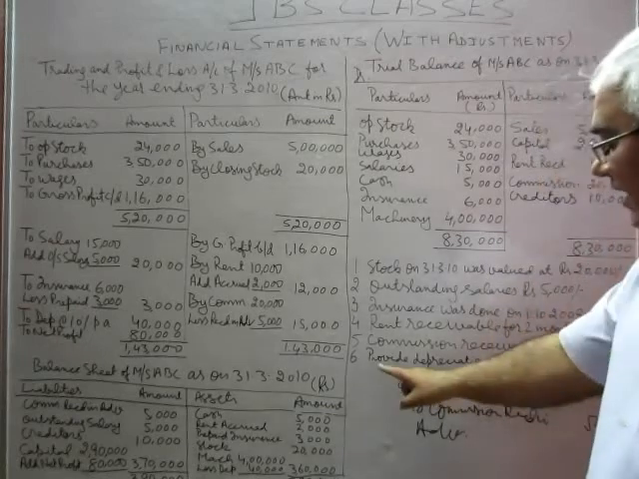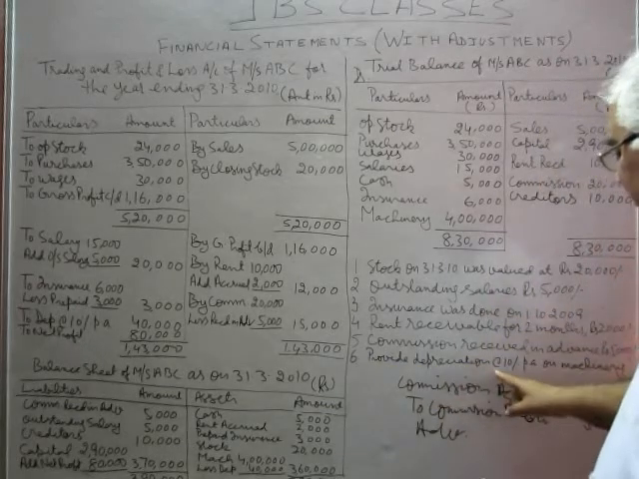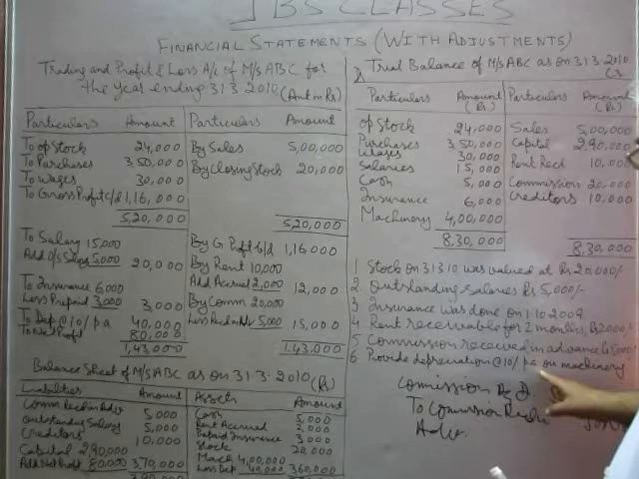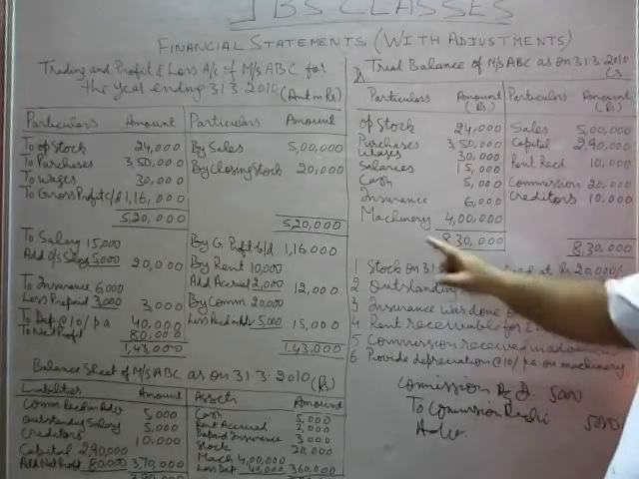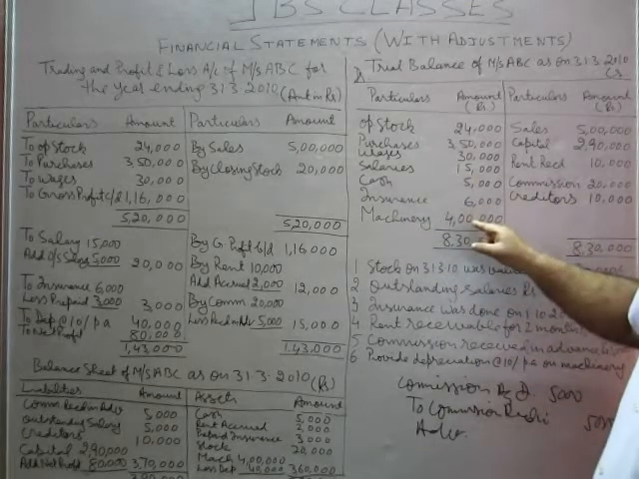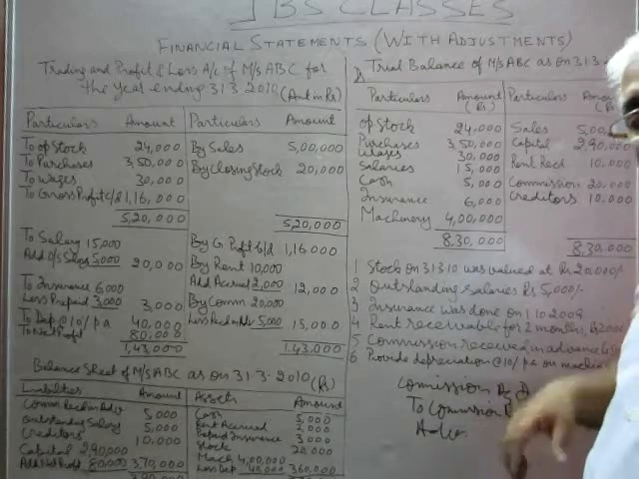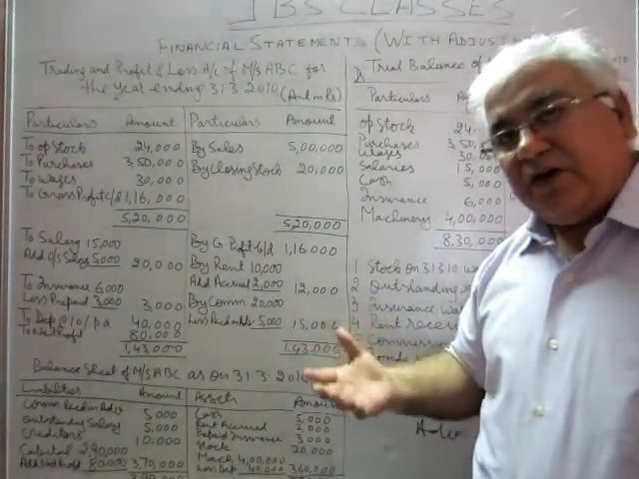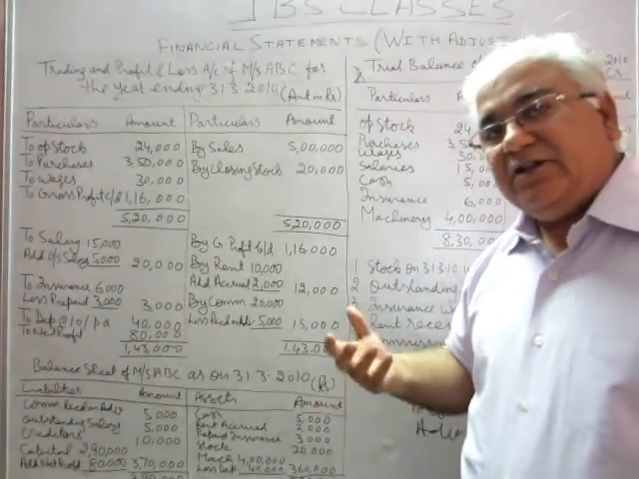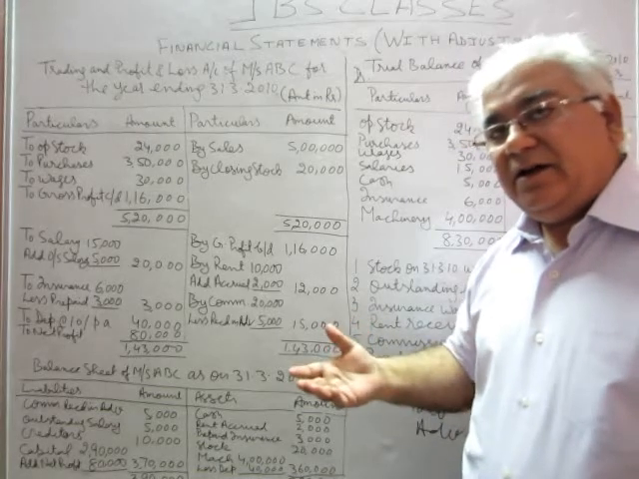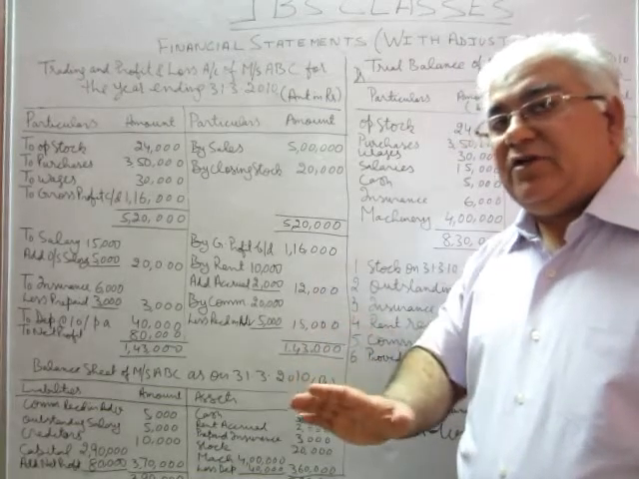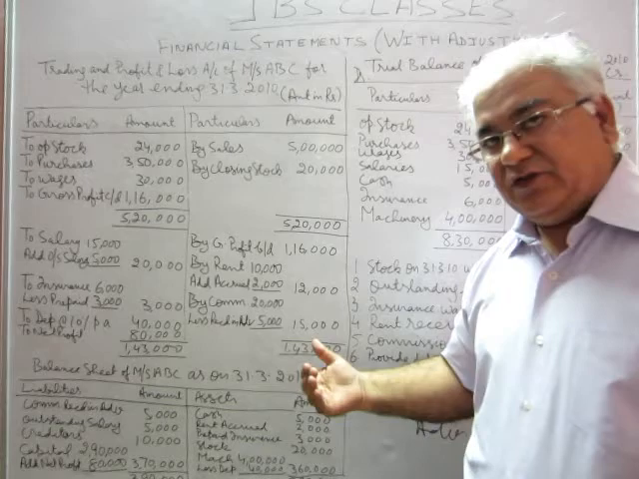Okay. Last is provide depreciation at the rate of 10% per annum on machinery. In our trial balance, machinery is at 4 lakh. So 10% of this will be 40,000. And what is the entry for that? Normal entry. That is depreciation account debit to machinery, 40,000.